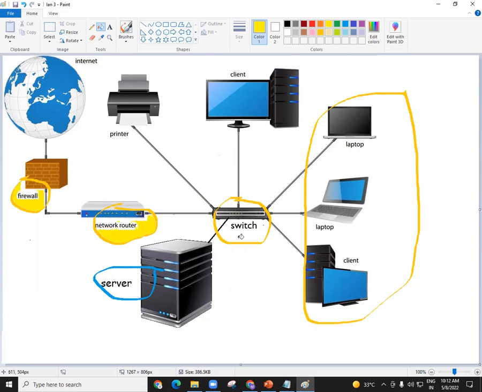You can say this switch here. Switch is a device that will connect all the end devices with each other. So see, firewall is there for a special purpose. Router is there for a special purpose. Switch is there for a special purpose. Every device has its own purpose.